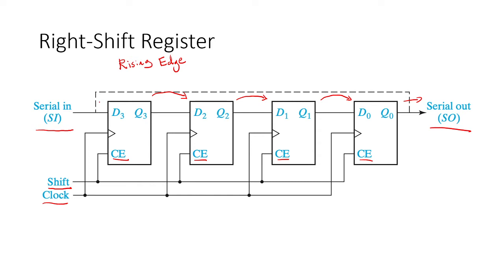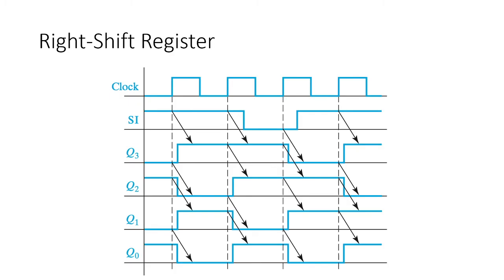So basically, if we give it a 0 here, then that 0 will just walk on every clock cycle. It'll jump from one flip-flop to the next. Let's take a look at the timing diagram and see what that looks like. So here up the top, we've got our clock signal, right? Things are happening on the rising edge.